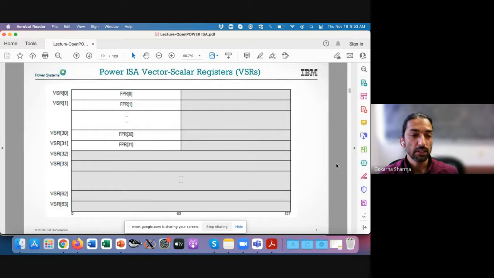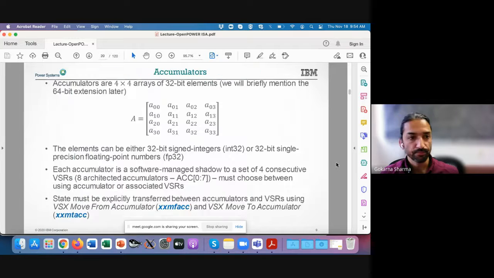There are actually 32 floating point registers, and these registers are 32 bits. Okay, just keep this in mind. If you represent a floating point register, it takes half the area of a vector scalar register. So there are 64 vector scalar registers, and 32 floating point registers.